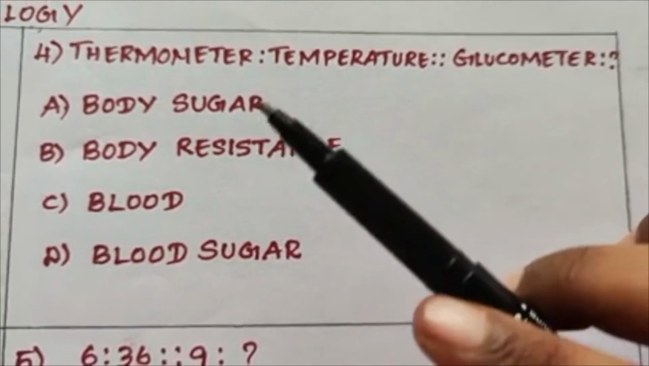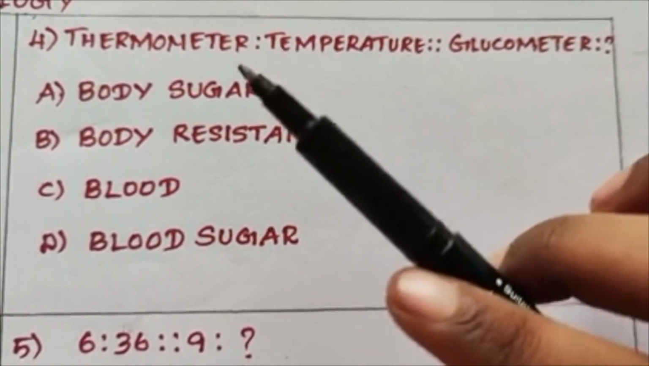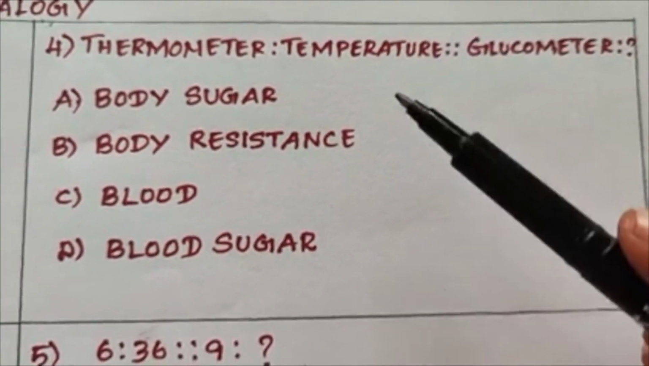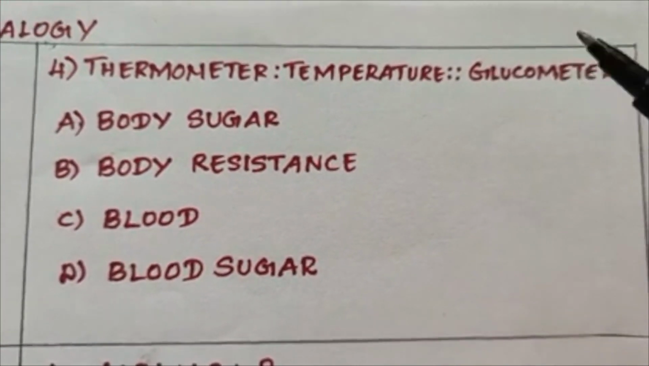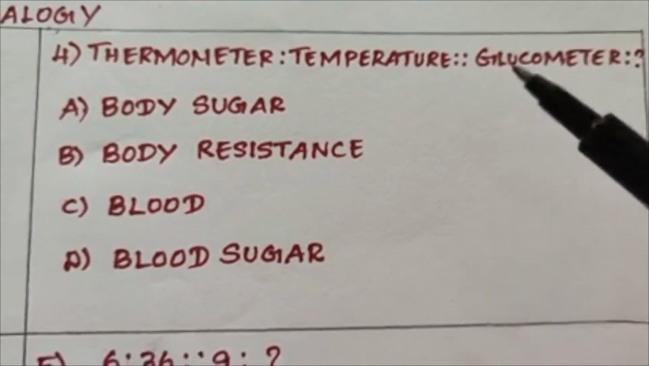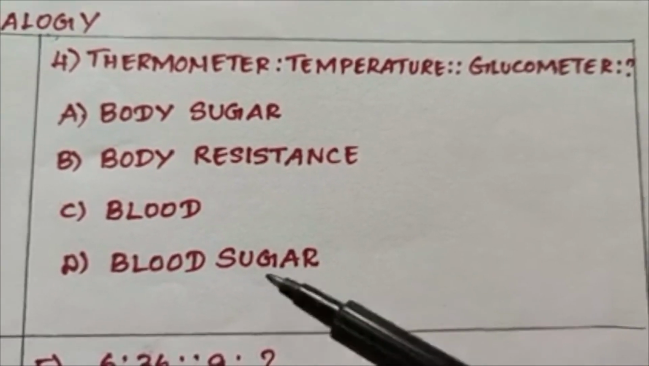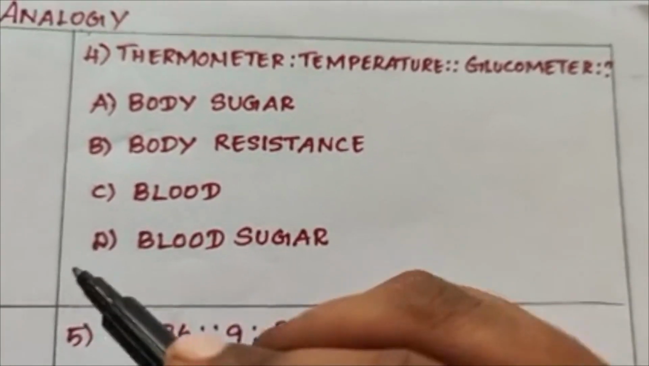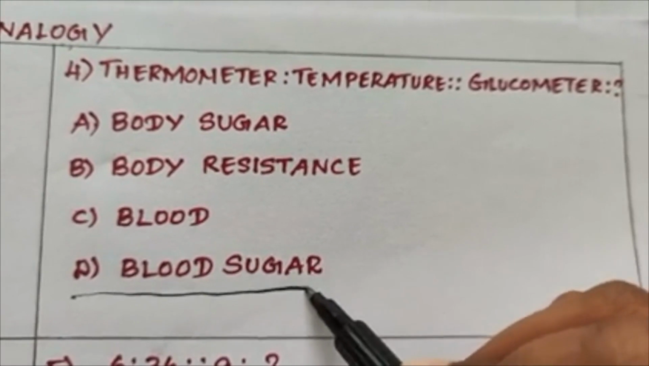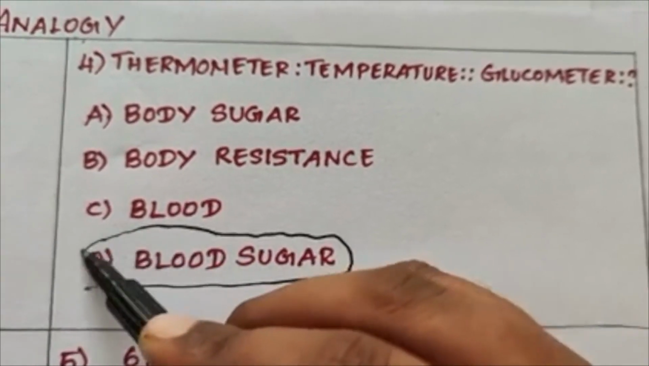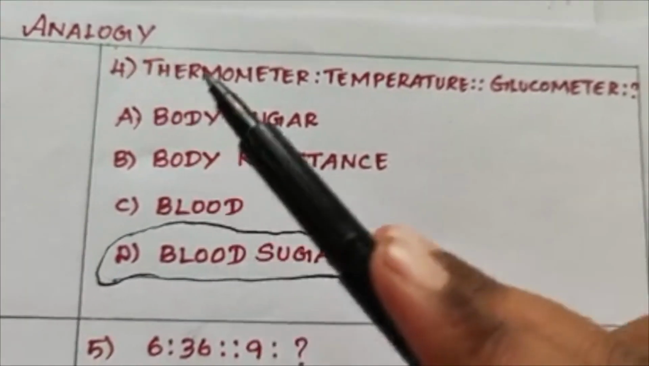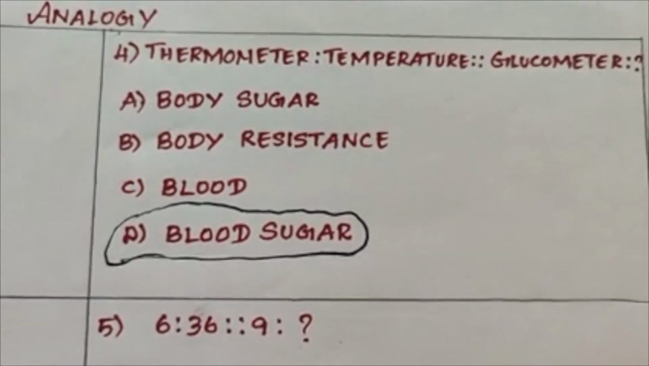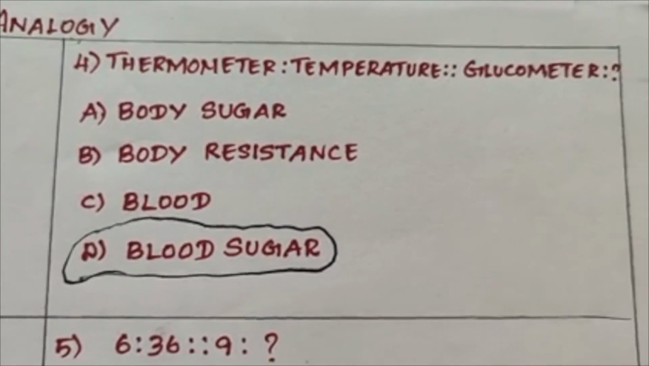Okay. So what is a thermometer? Thermometer is an instrument which is used to measure the temperature of our body, right? So similarly, glucometer is also an instrument which is used to measure blood sugar. So the right answer is option D, blood sugar. So fourth question: thermometer is related to temperature. In the same way, glucometer is related to blood sugar.